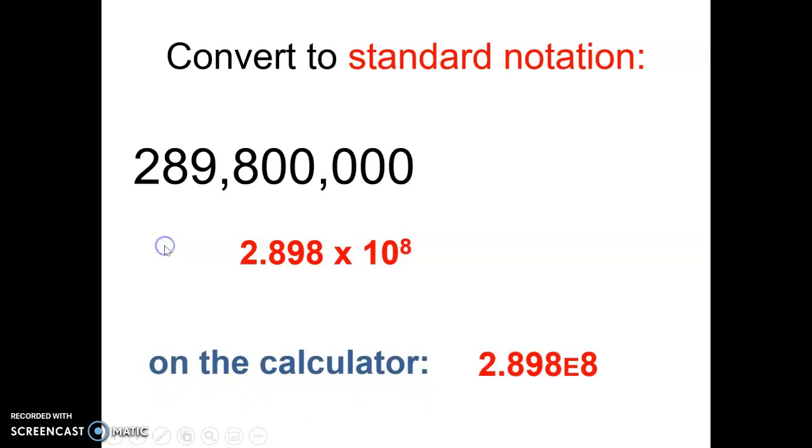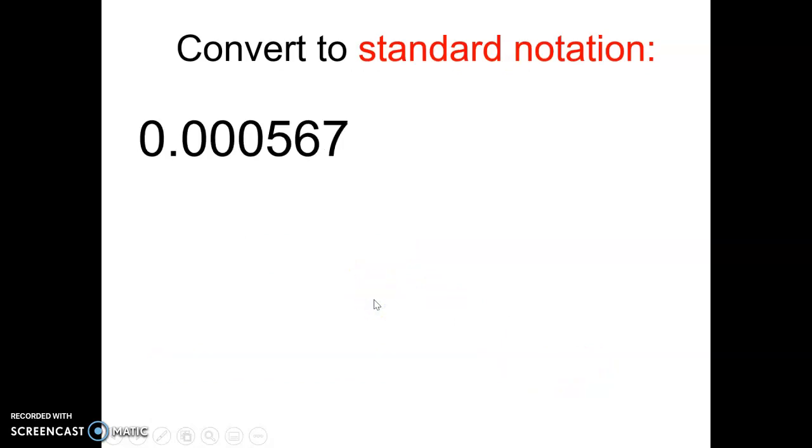Oh, sorry. On the calculator, that would be shown as this. Again, remember when we have times 10 to some power, it's going to show E8. That means times 10 to the power 8. Okay, next one. Try this one.